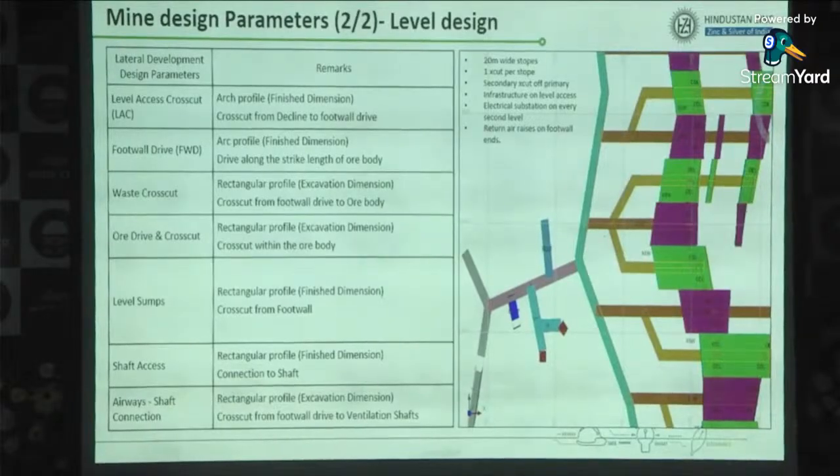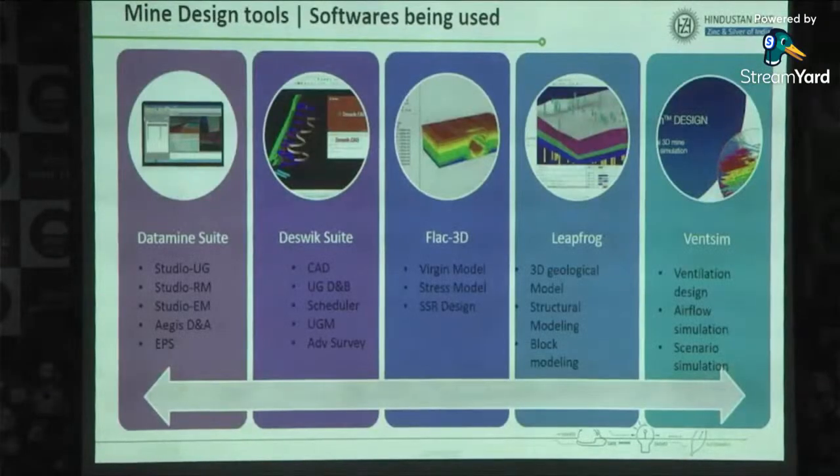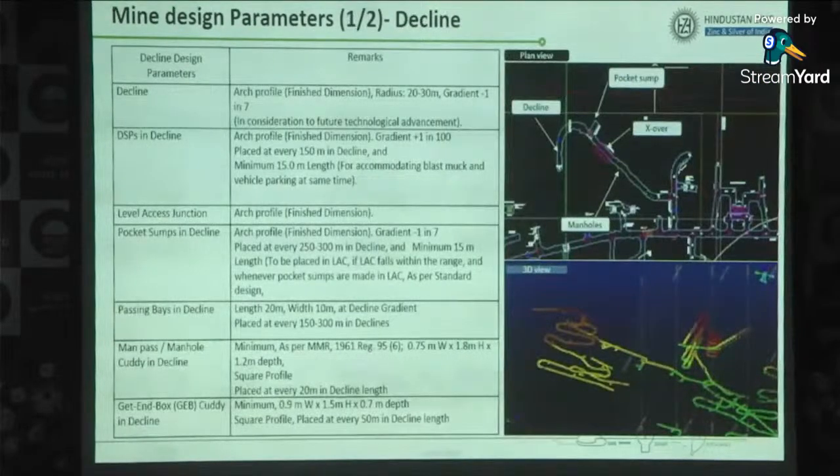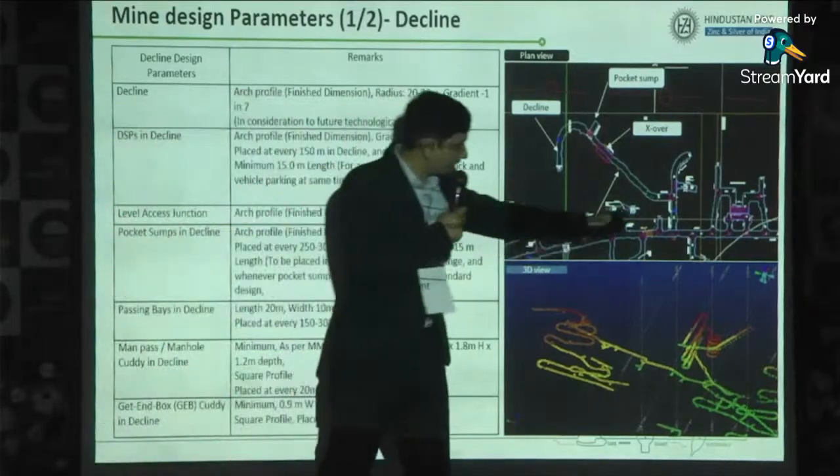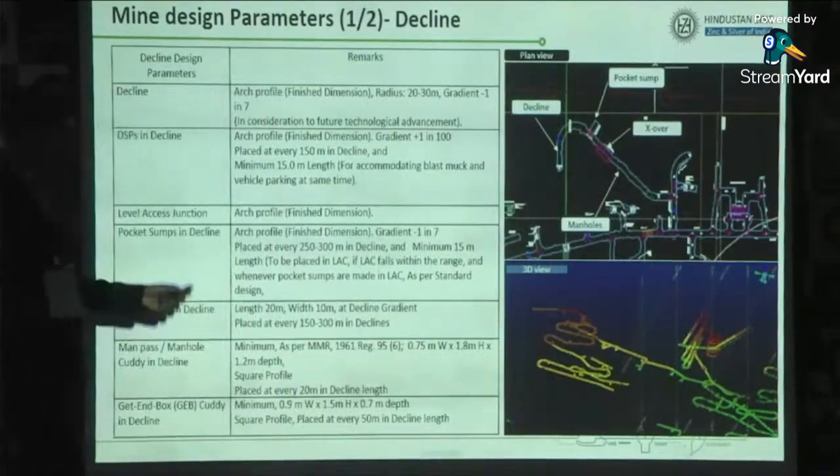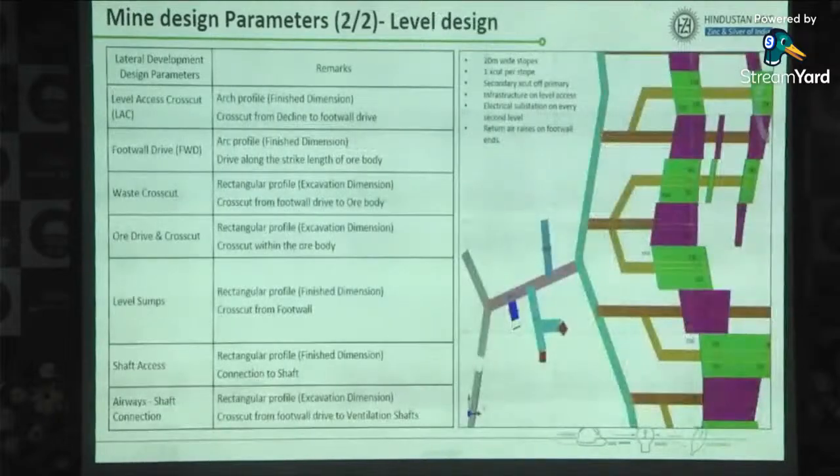Then again on mine design, the previous slide was up to the ramp, up to level access, where we are reaching level access. What we develop after that lies in this slide. After level access, the first development is the level access crosscut. This is also a 5.5 by 5.5 arc shape design, where LPDT is our maximum size of vehicle that can run. Then footwall drives, waste crosscut, ore drives, level sump, shaft access, and airways shaft also.